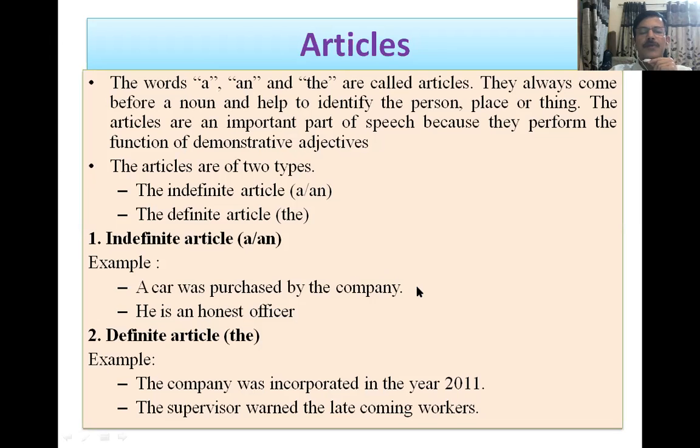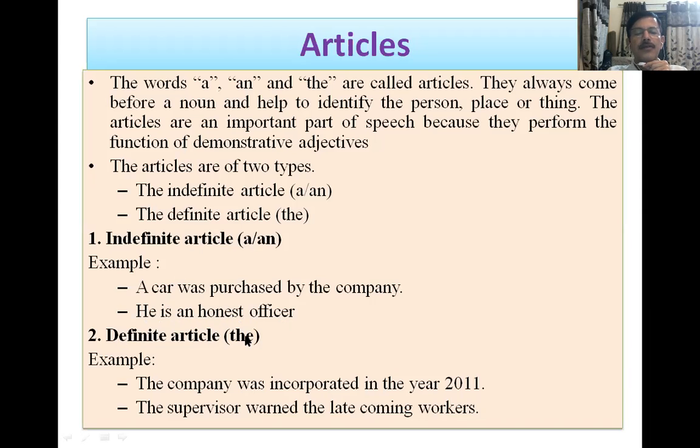A car was purchased by the company. It is not a definite car, indefinite. Any brand car. It may be Rolls Royce, it may be Jaguar, any car. So it is not definite. That's why you have to use a here as an article. And he is an honest officer. It is also indefinite. The person we don't know.